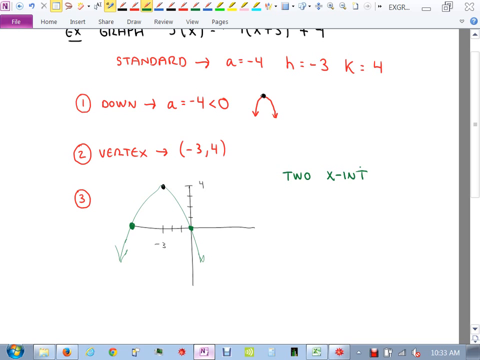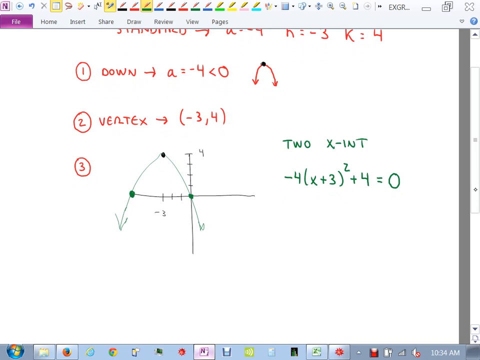And how do we find x-intercepts? Set y equal to 0. So here I go. I'm going to set my function, which was negative 4 times (x plus 3) squared plus 4, equal to 0. I have to solve this equation. Right? I have to solve that.